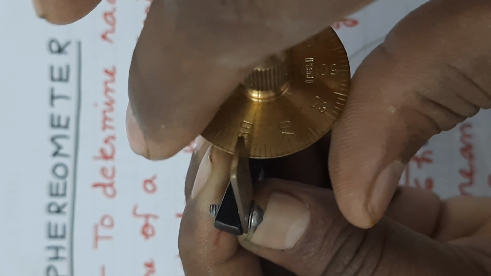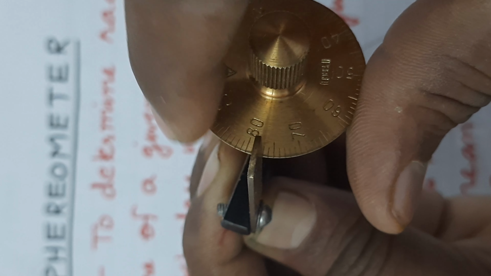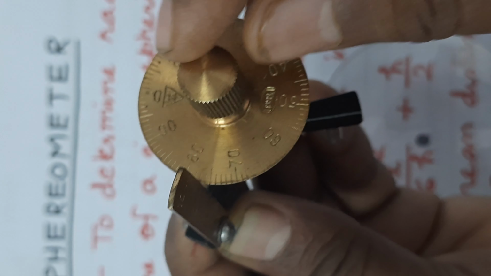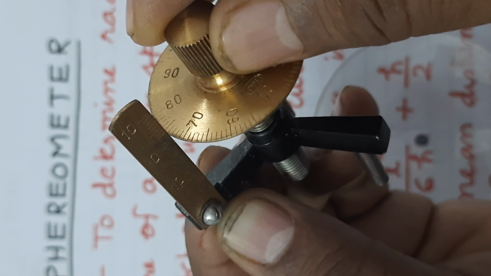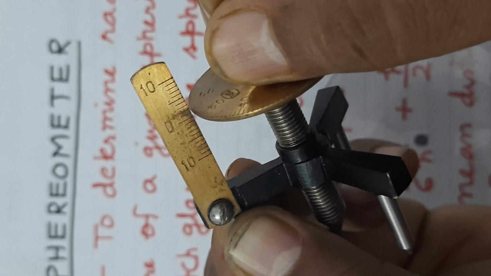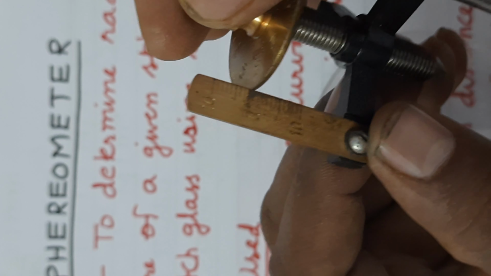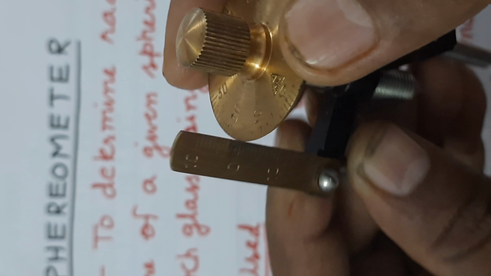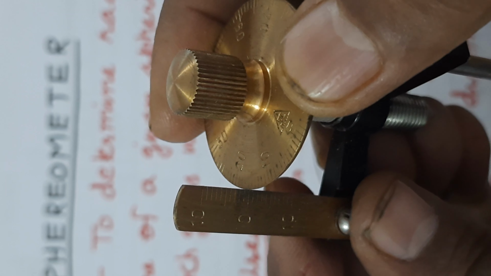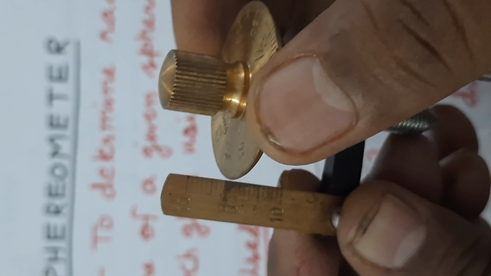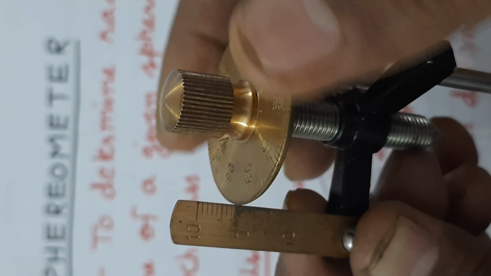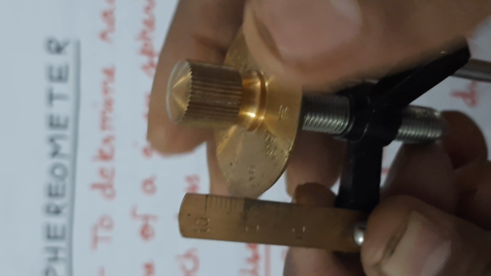Edge means what is this? Edge. The perimeter of the circular scale, that we call the edge, and it is rotating along the main scale. It is clear. How much distance it has moved up or down, that can be recorded from the main scale.